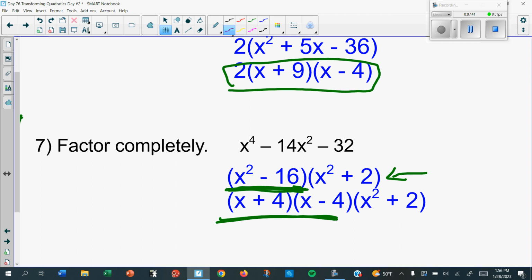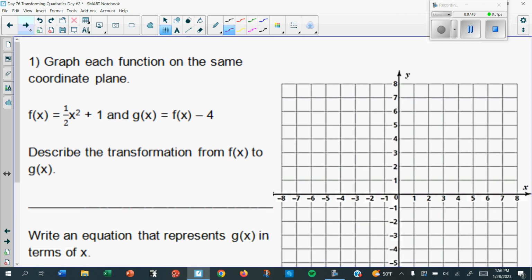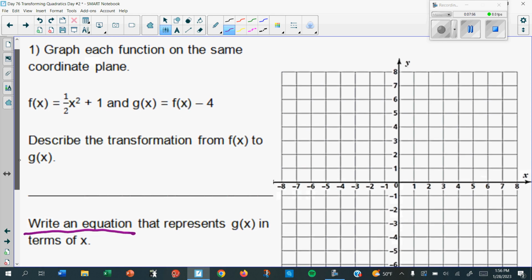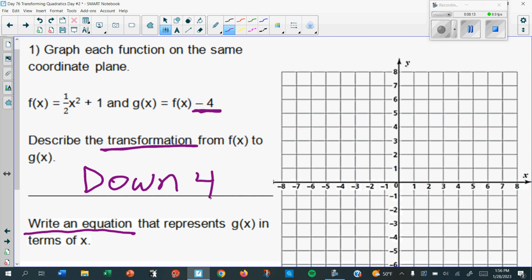So that's no good. Okay, so here comes now the second day of transformations. So most of it's pretty easy. There's only one little hard part, and that's when you have to write the new equation. The beginning part of the lesson, not terrible. The end, you're not going to probably like, but I'm sure you'll be fine with it. So first of all, let's describe the transformation. Well, where do you see the -4? Inside or outside? And obviously it's outside, and since it's minus, we all know that that means it's going to move down 4. So we got to graph f of x, then we got to graph g of x.